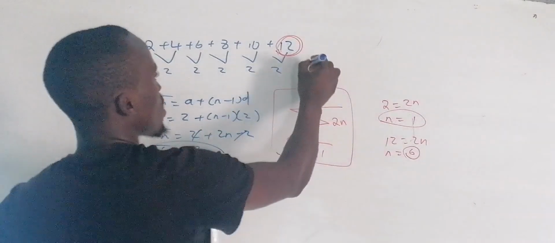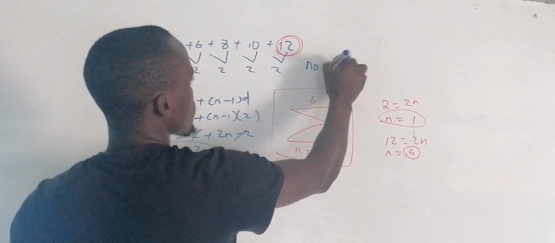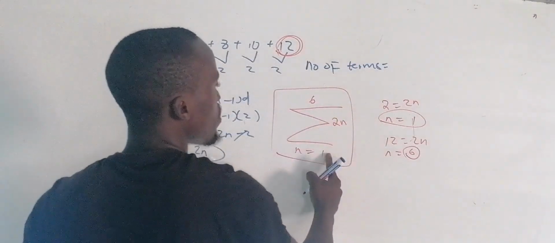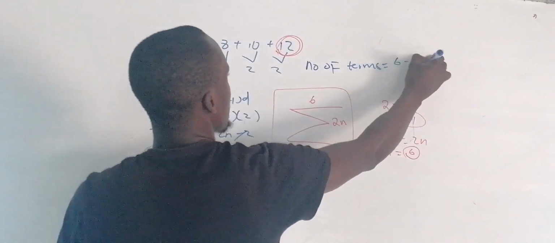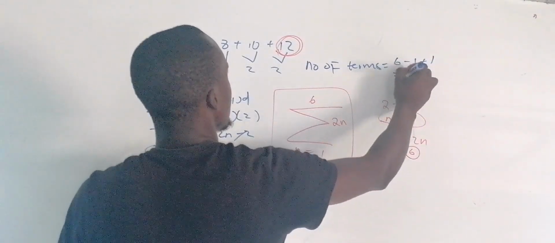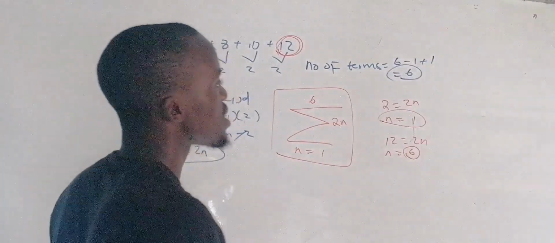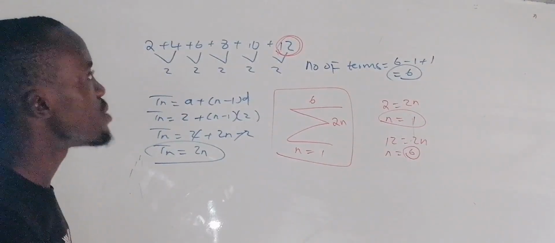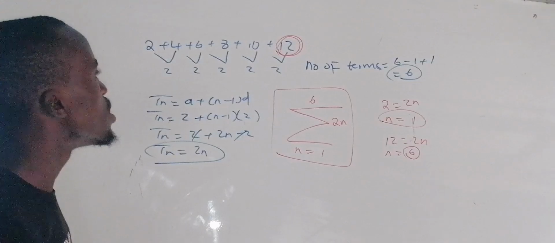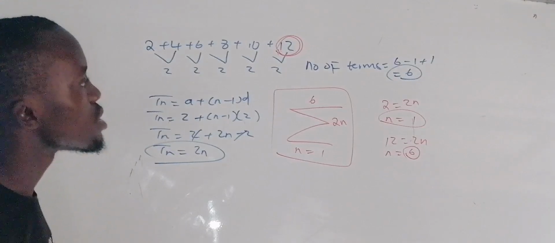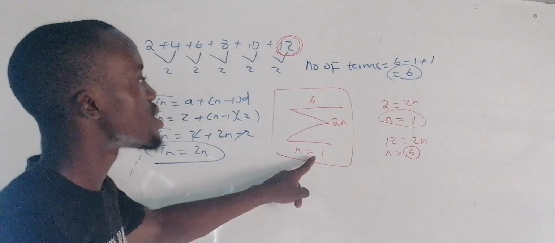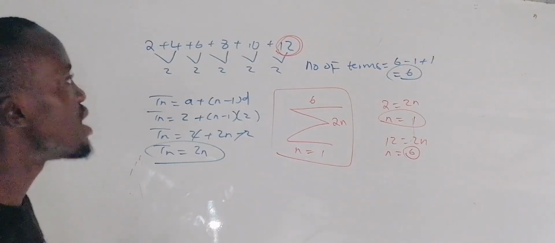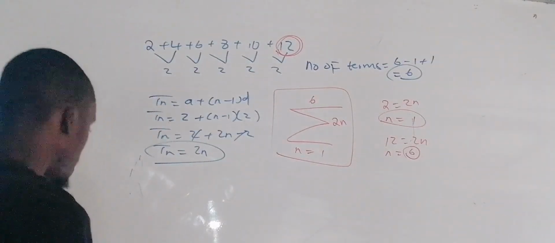So if they ask you to calculate the number of terms, you say top minus bottom plus 1. So 6 minus 1 plus 1. It will be 6. And that's not always the case, as I told you in that first example. So it's very important, guys, for you to know this. It's very, very important. It's not that you're going to get 1 all the time. It depends on the type of series you'll be given.